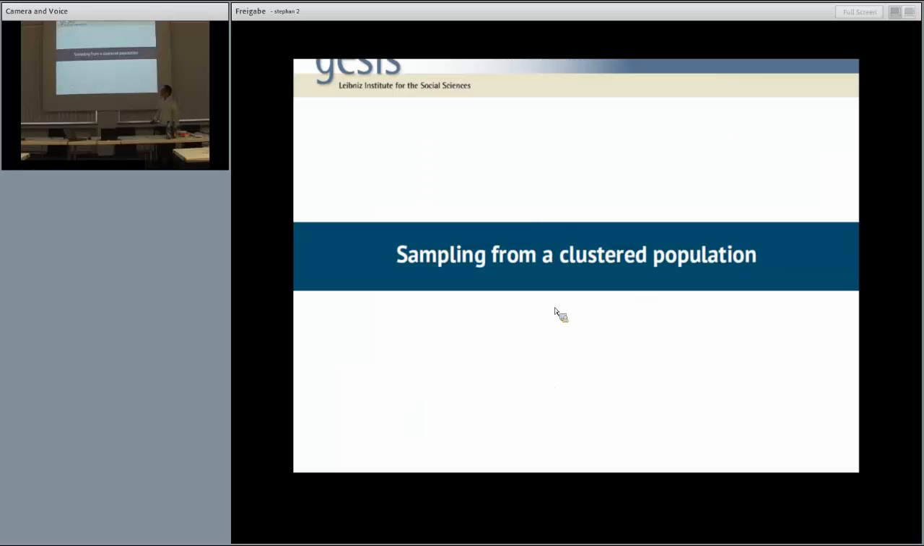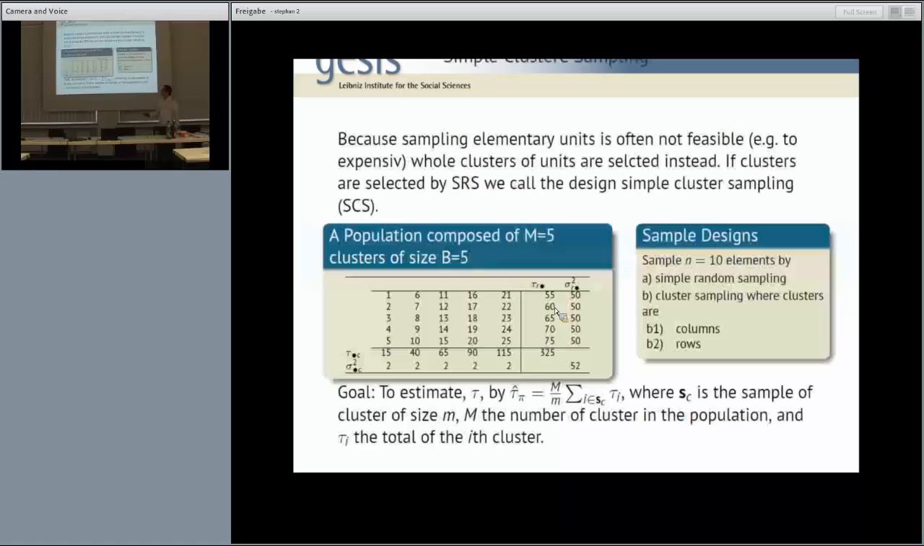Okay, now some other sampling design. This is simple cluster sampling. It's very similar to simple random sampling, but here we select not single units, but whole clusters of units. Why that? Because you can imagine if you have a population frame and you just draw a simple random sample of your whole frame, this can be very expensive. The interviewer has to go to this point and then to the next randomly selected one, so you have no clusters.